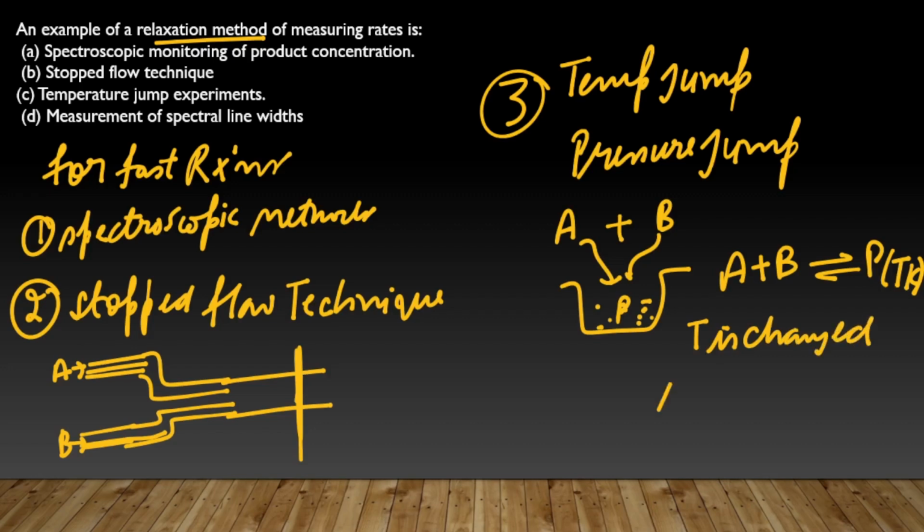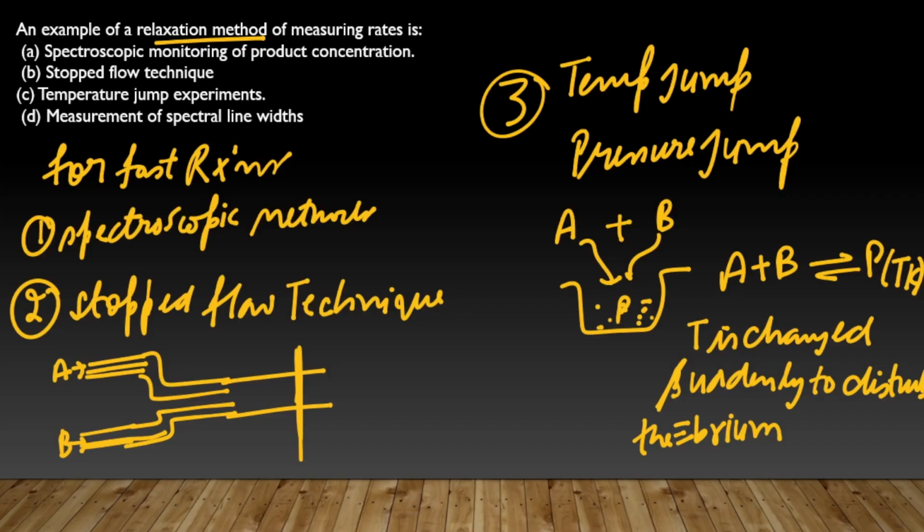Temperature is changed suddenly to disturb this particular equilibrium. After some time, a new equilibrium will be established. So the time gap between the equilibrium which was established and the new equilibrium established after the temperature change is what is studied in the temperature jump method. This time gap is called your relaxation time, and the method's name is the relaxation method.